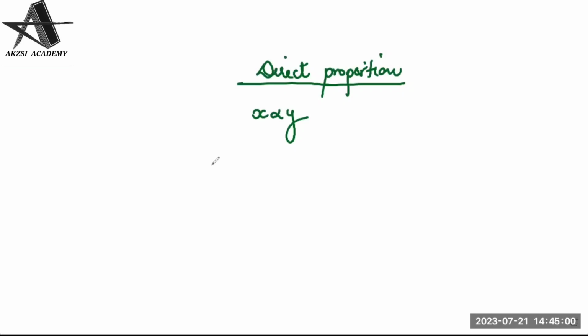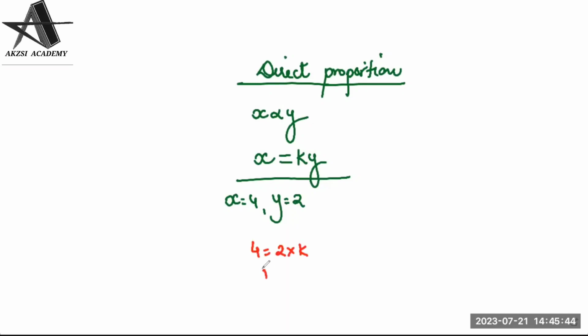So for that, I need to replace the proportionality sign with an equals sign. And whenever we do this, we always introduce a constant. Say this constant is k. So I have converted the proportionality into an equation. x directly proportional to y can be written as x equals k times y. Now how can we calculate this constant k if the values of x and y are given? Suppose x is 4 and y is 2. Put these values in, you'll get 4 equals 2 times k, and from here I have calculated k.